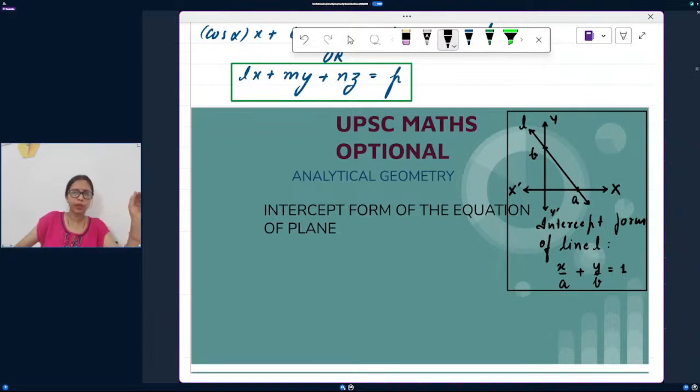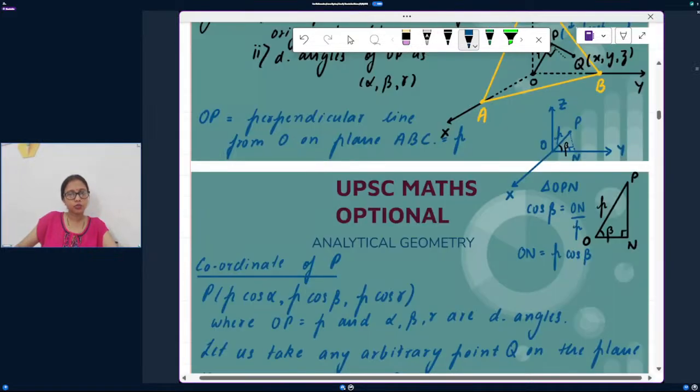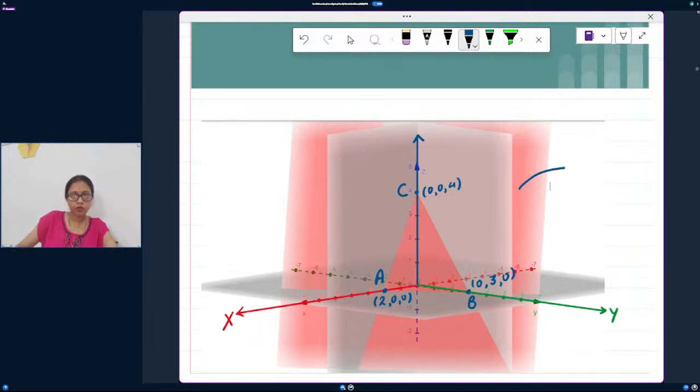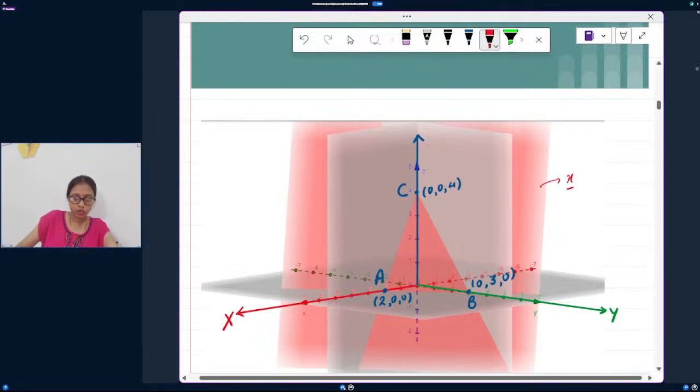Same things you can do in the plane. If plane cuts the x-axis, y-axis, z-axis at the points 2, 3, and 4, what will be the intercept form of this plane? Intercept form of this plane would be x by 2 plus y by 3 plus z by 4 is equals to 1. Simplify that, you'll get 6x plus 4y plus 3z minus 12 is equals to 0.